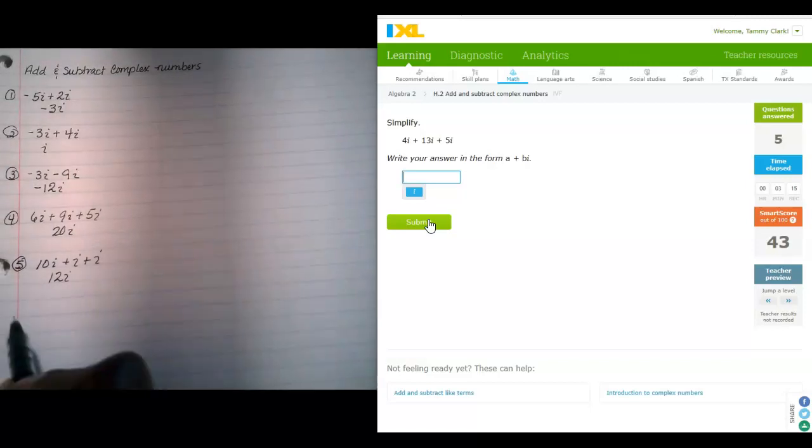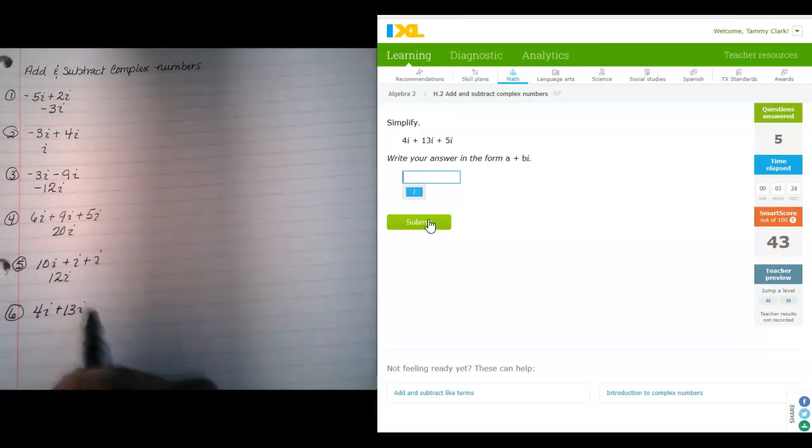All right, number 6. We've got 4i plus 13i plus 5i. So 4 plus 5, I know I kind of jumped over that, but 4 plus 5 is 9, 9 plus 13 is 22. Now you could have done 4 plus 13 is 17, 17 plus 5 is 22. So this would be 22i.